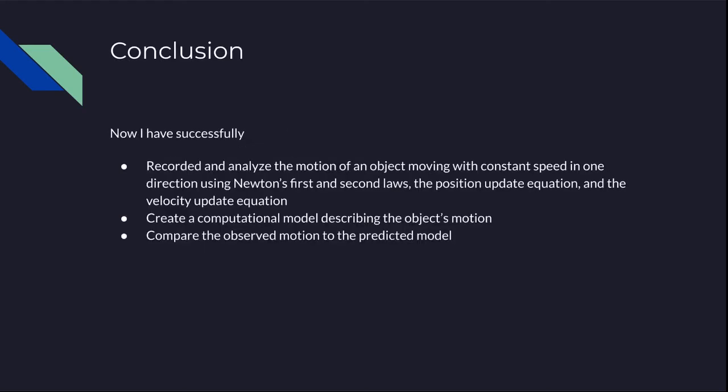And now we have successfully recorded and analyzed the motion of an object moving with constant speed in one direction using Newton's first and second laws. We have used the position update equation and the velocity update equation, created a computational model describing the object's motion, and compared the observed motion to the predicted model.